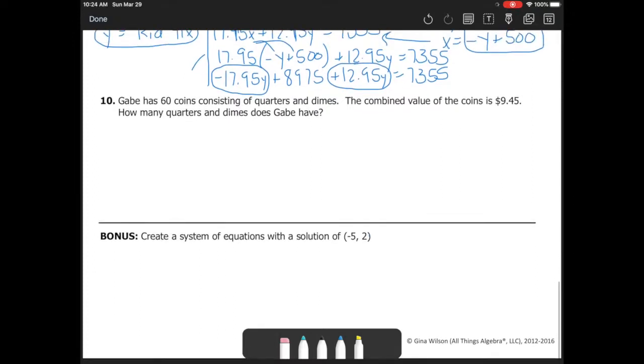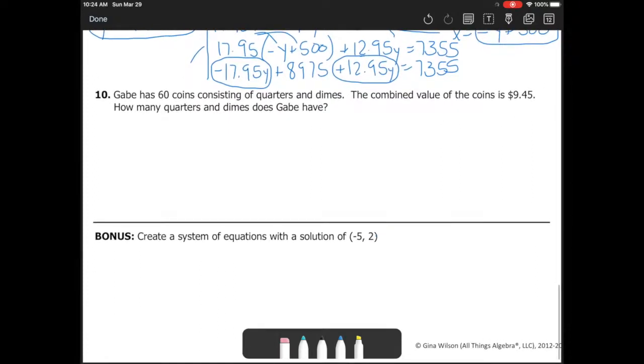So Gabe has 60 coins consisting of quarters and dimes. The combined value of the coins is $9.45. How many quarters and dimes does Gabe have? So I'm going to make X quarters, and I'm going to make Y dimes. Remember, the first thing they're telling you is the total. He has 60. So the number of quarters plus the number of dimes has to equal 60.